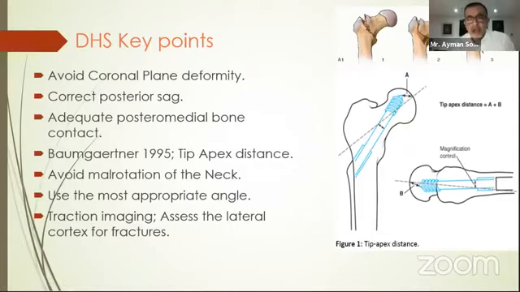So as we learn at the levels of evidence, RCTs and meta-analyses are important, but look at Baumgartner, he's giving us the tip apex distance. This was a retrospective cohort study, and it's very important. The collective distance from the center of the femoral head to the tip of the DHS lag screw in both AP and lateral projections should not be more than 25 millimeters. If it's more than 25 millimeters, there's a high risk of procedure failure.